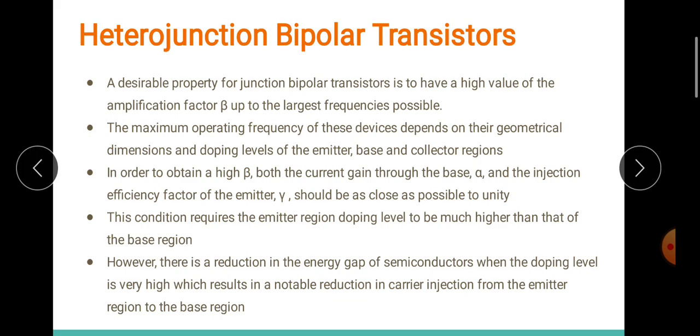We all are familiar with our normal BJTs, the bipolar junction transistors, right? The main application of BJTs is amplifiers, which means they must have a very good amplification factor, and we also must know their frequency of operation, right? So basically for a BJT, we prefer a very high value for the amplification factor beta up to the largest frequency possible. And the maximum operating frequency of these BJTs depends upon various parameters. It may be the geometrical dimension of your device, the doping levels in the emitter, base, collector regions. In fact, these parameters determine the operating frequency of your BJT.